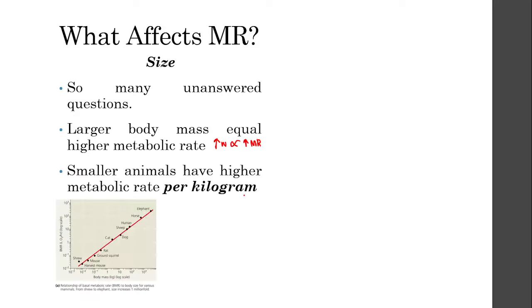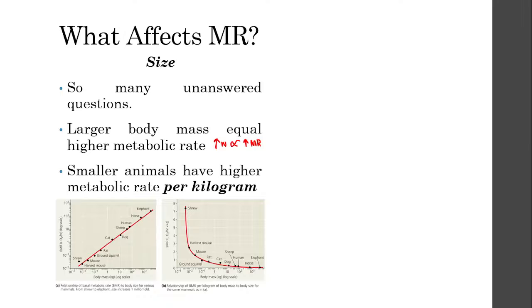So what do we mean by that? Let's look at these two graphs right here. So the smaller the animal is in terms of weight, the lower their metabolic rate.